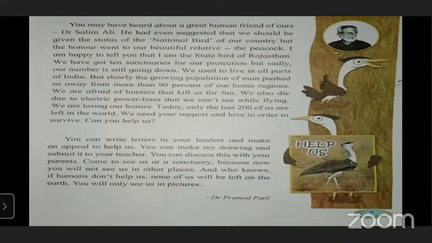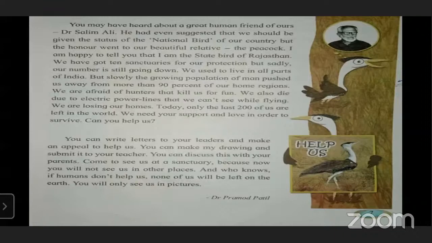You may have heard about the great human friend of ours, Dr. Salim Ali. He has done many researches on the life of birds. He suggested that we should be given the status of the national bird of our country. But you know who the national bird of our country is. The honor went to our beautiful relative, the peacock.